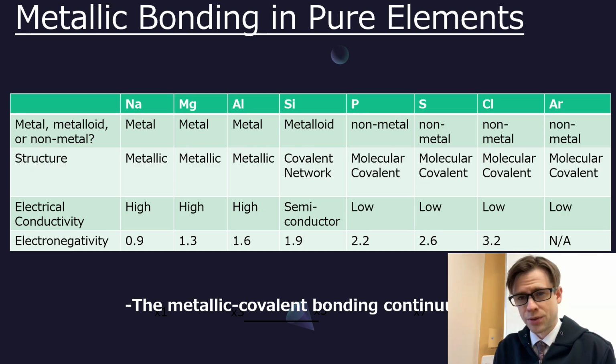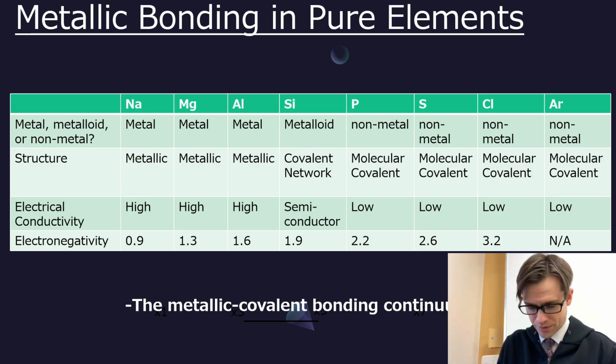Then silicon is a covalent network instead. It doesn't form molecules, but probably due to the fact that it's in between metallic and covalent molecular, it's sort of on the edge. It's still forming a crystal lattice, but instead of having free electrons, those electrons are locked in place as they get more and more covalent.